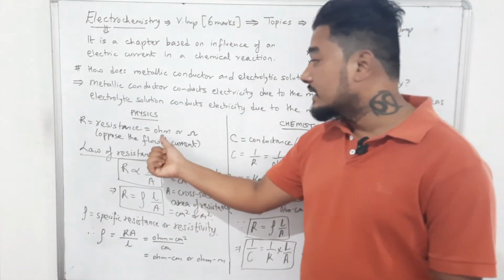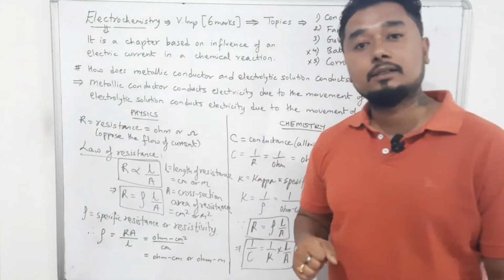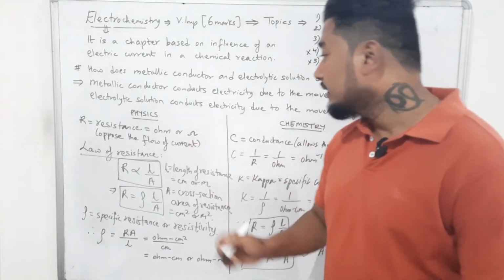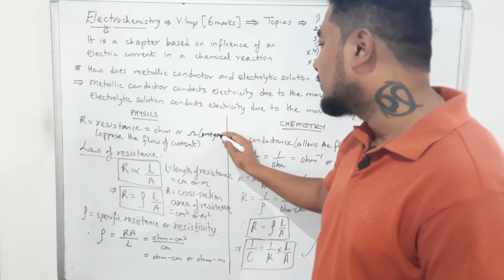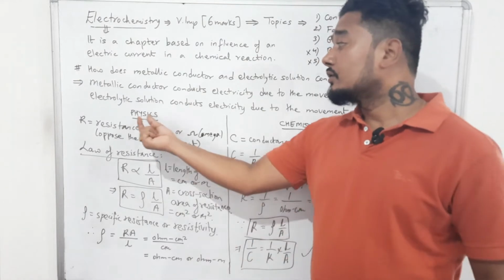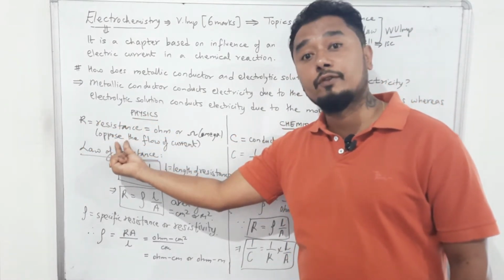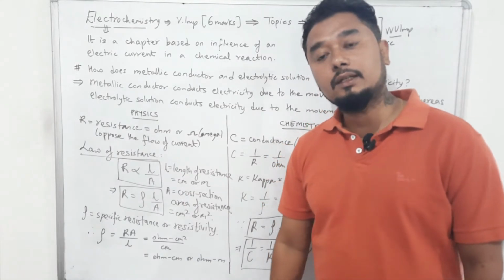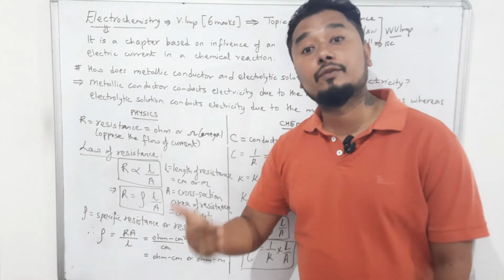And its unit is ohm, O-H-M, ohm, or omega. This symbol is called omega. We call it by the name omega. So in physics we learn about capital R, which is resistance. The job of that is to oppose the flow of current. And its unit is ohm, or we can say omega.